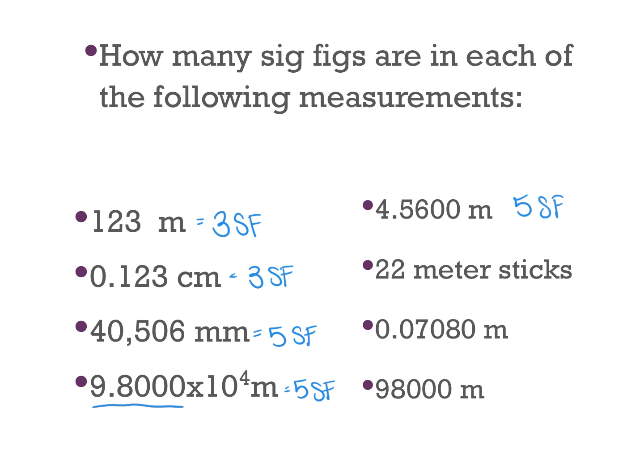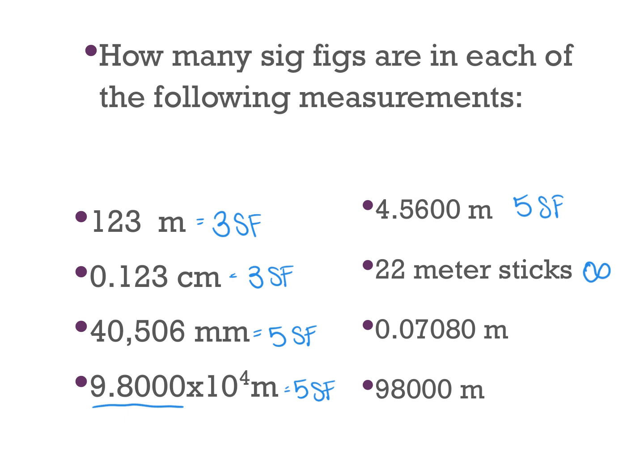22 meter sticks. This is that tricky one. Is 22 a small enough number? Could I count if I own 22 meter sticks? A small number that I can physically count, that's an infinite. That's a terrible infinity symbol, everybody. It's an infinite number of significant figures, because could I write that as 22.000? That's an exact number.